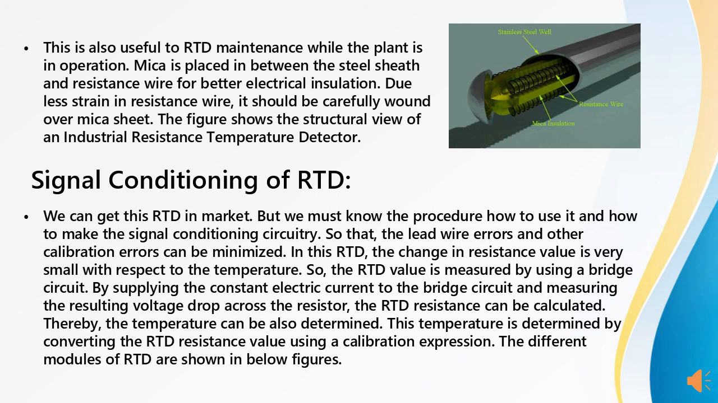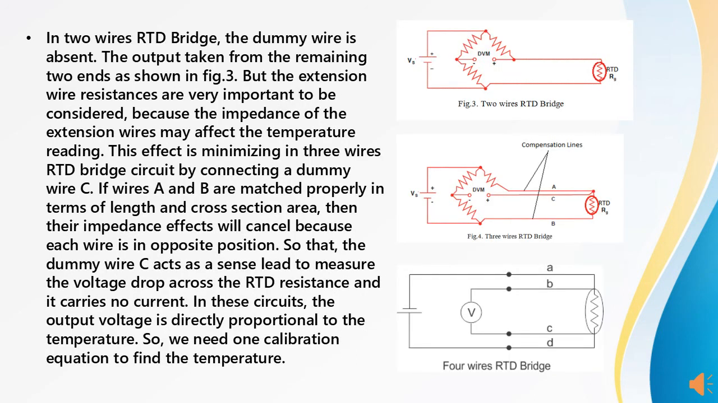This temperature is determined by converting the RTD resistance value using a calibration expression. The different modules of RTD are shown in the figures below. In a two-wire RTD bridge, the dummy wire is absent. The output is taken from the remaining two ends as shown in the figure. But the extension wire resistance is very important to be considered, because the impedance of the extension wires may affect the temperature reading. This effect is minimized in a 3-wire RTD bridge circuit by connecting a dummy wire C.